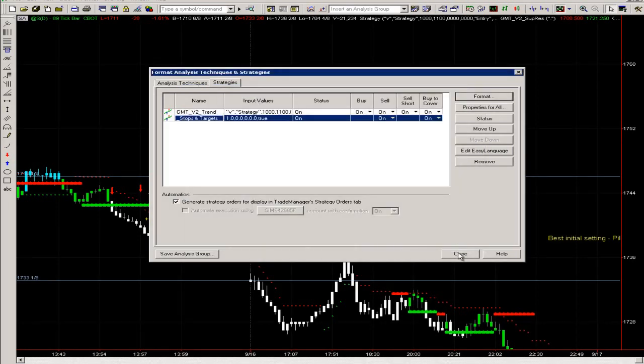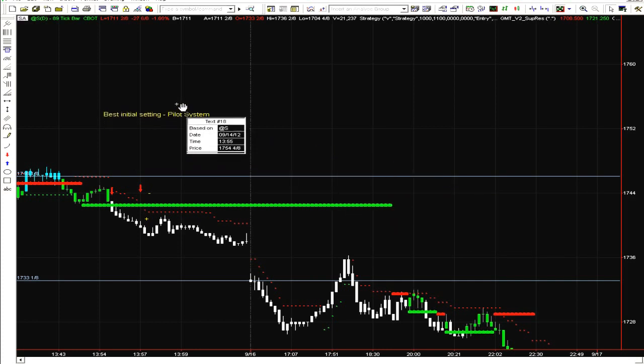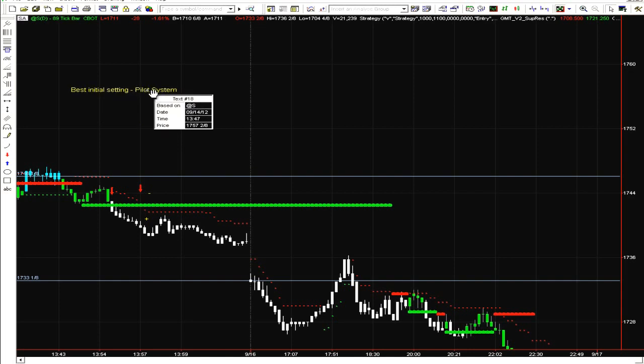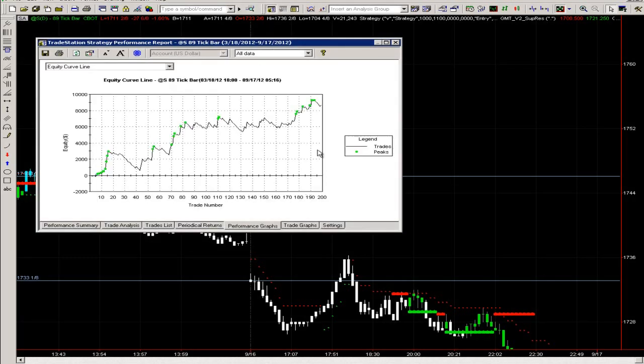Okay, cool. So what I want to do now is say, right, we've come up with our best settings. This is our pilot system. When I say it's our pilot system, I mean it's basically the system you've done your testing on to come up with a strategy that is potentially profitable. Now, this system is running over 100, almost 200 trades. It's fairly jaggedy. Let's have a look at more detail about the system.